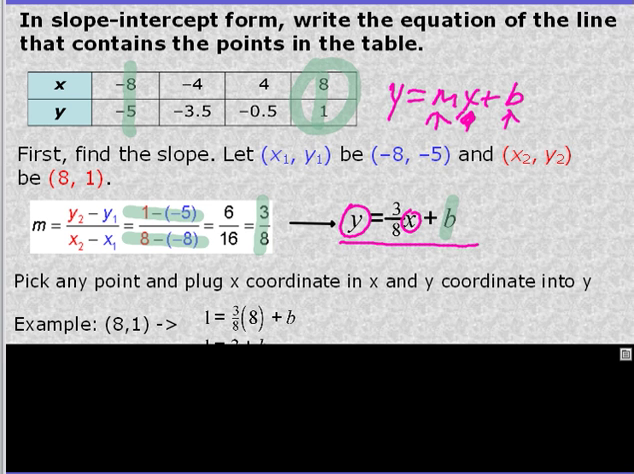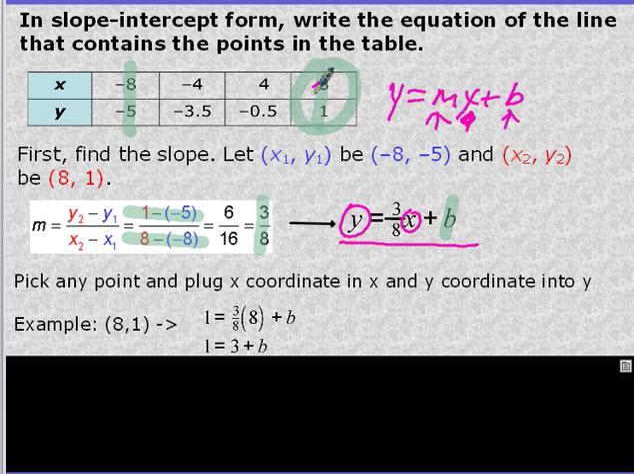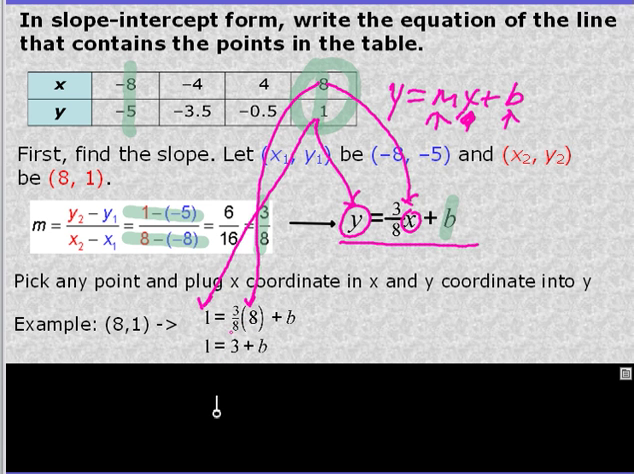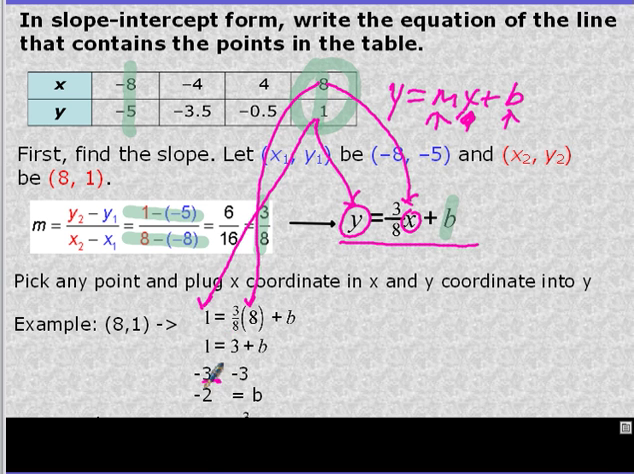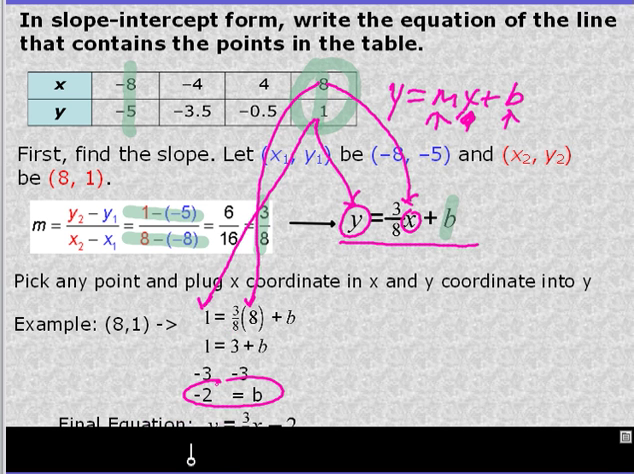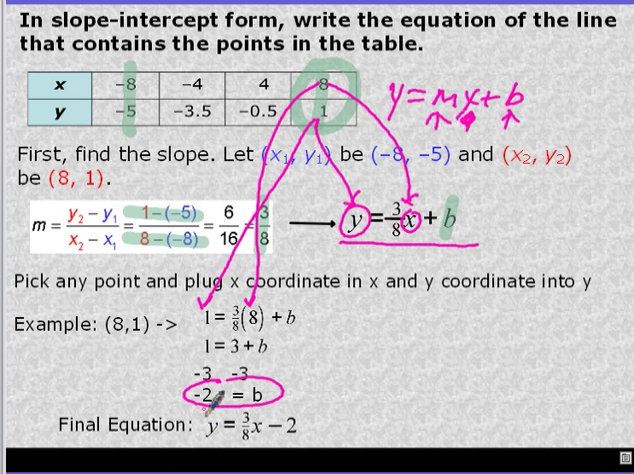So you plug the x right in here where the x was. You plug the y here where y is supposed to be, and then we solve. So 3/8 times 8 is going to be 3, and then we subtract 3 from both sides. We find our y-intercept is -2. And now we can plug that in for the final version of our equation, which is y equals 3/8 x minus 2.